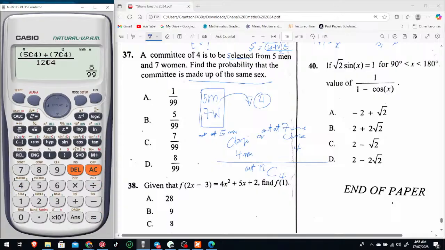So let's see if this one will give us the answer. So 8 over 99. Yes, that's option D. Please, do you understand?